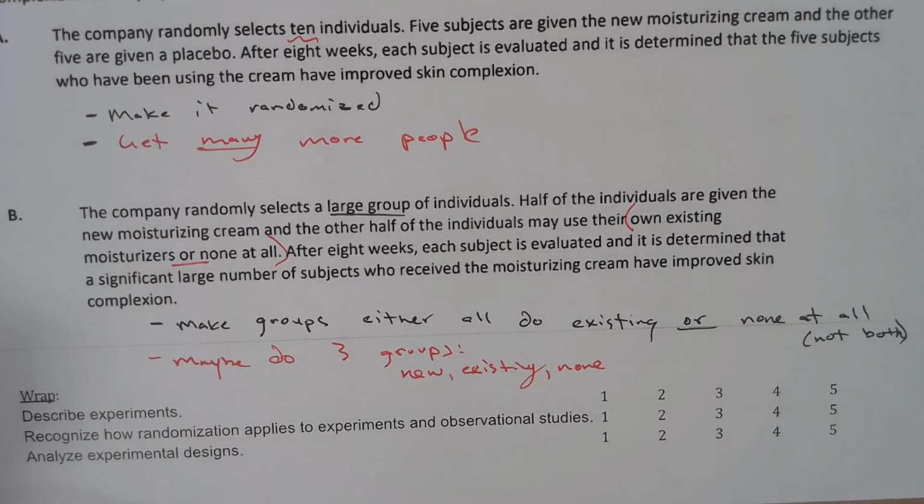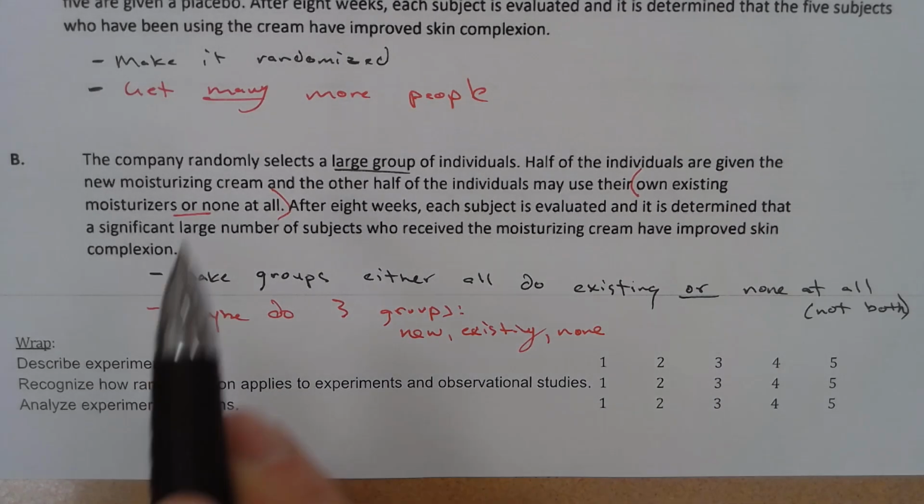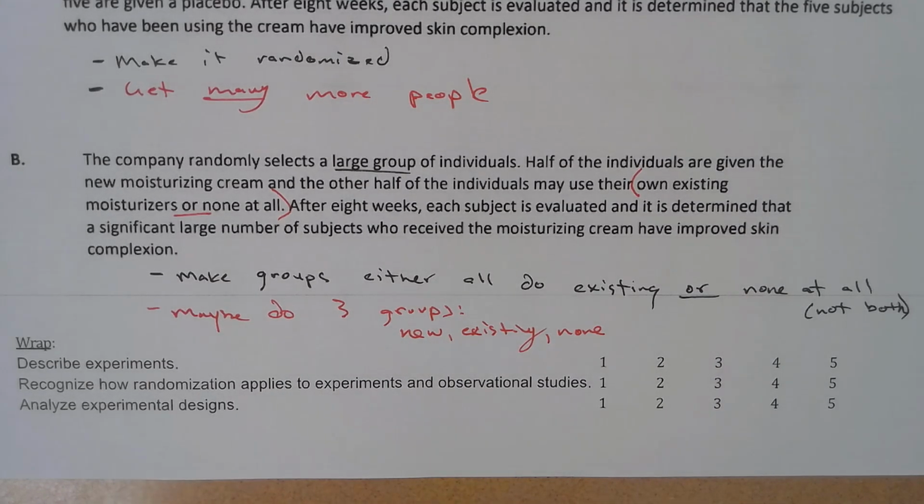All right, we're at that 15 minutes. So describing experiments. So could we describe how to do something, how to randomly assign, what are we comparing? Recognize how randomization applies to experiments and observational studies. So experiments, cause and effect. Observational studies don't have randomization, no cause and effect. And then analyze experiments like we did in example 3 and number 4.